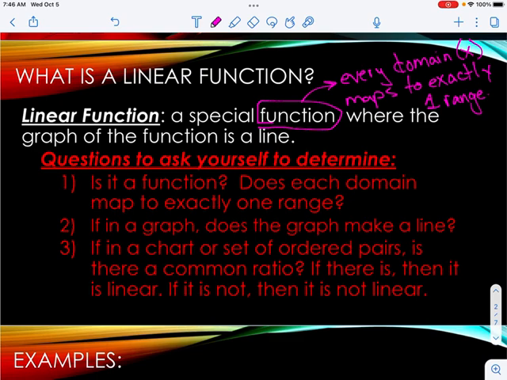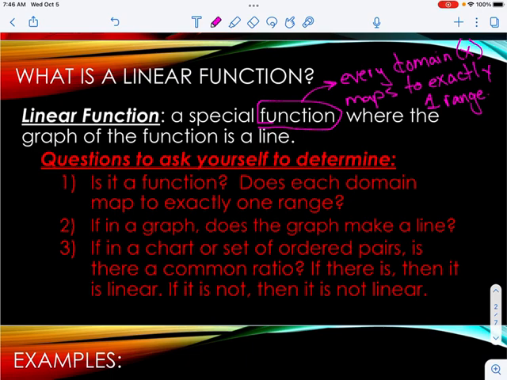Okay, there are some questions that we ask to determine whether it's a linear function or not. The first question you should ask is, is it a function at all? Does each domain map to exactly one range? If it is not a function, then it definitely cannot be a linear function. It can be a line still, it just cannot be a linear function, but it only can be one type of line actually. Okay, the second thing is if I give it to you in a graph, so let's say you're looking at an actual picture, the first thing you should ask is, number one, is it a function? Number two, does the graph make a line? So when you look at the picture, is it an actual line?